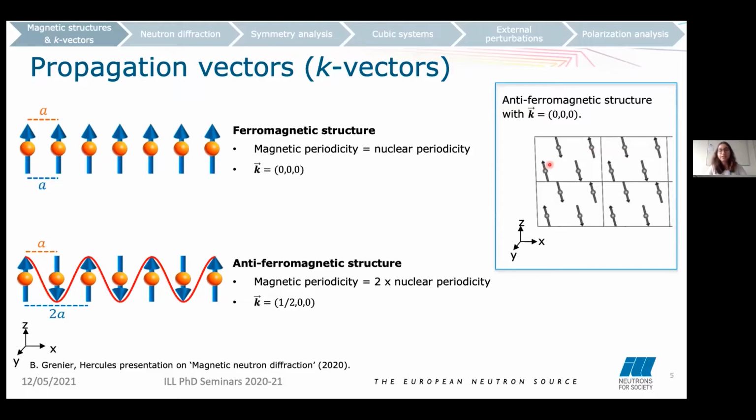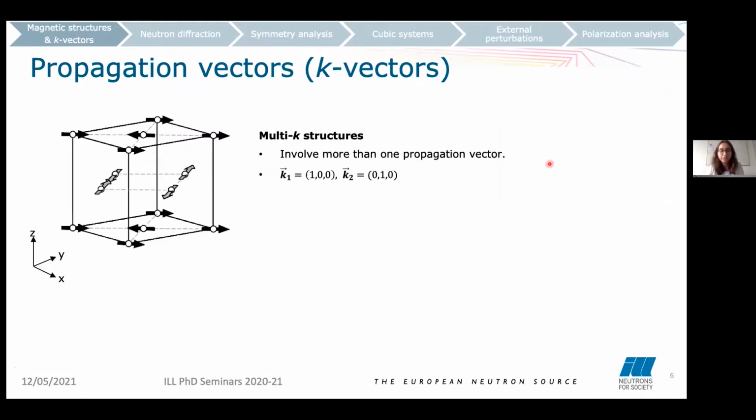All of these structures are quite simple, and we can describe them with just one propagation vector, but there do exist some rare examples of more complicated multi-k structures. So we need more than one propagation vector to describe the structure, such as the one seen here. And in this case, the two propagation vectors that we need are 1, 0, 0 and 0, 1, 0.